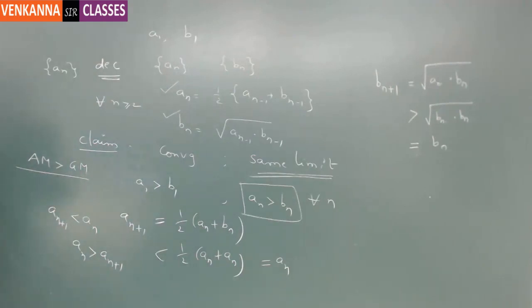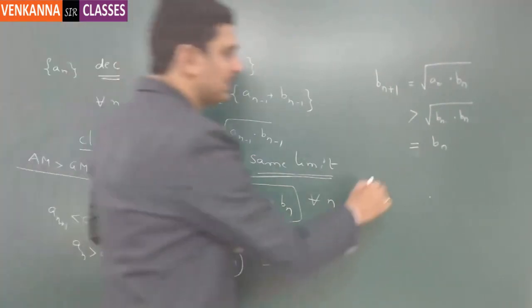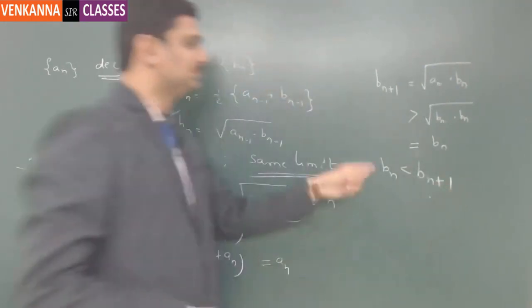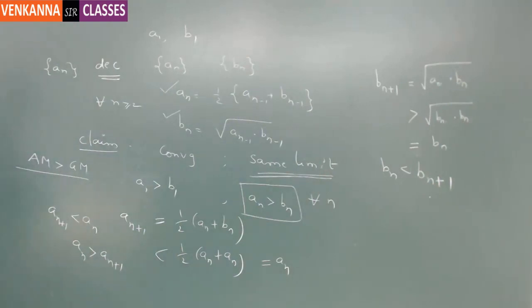Accepted? So the logic here is bn is less than bn plus 1. Therefore, bn is an increasing sequence. So by simply observing the nth terms, we have decided the monotoneness of the sequences. The first one is decreasing and the second one is increasing.